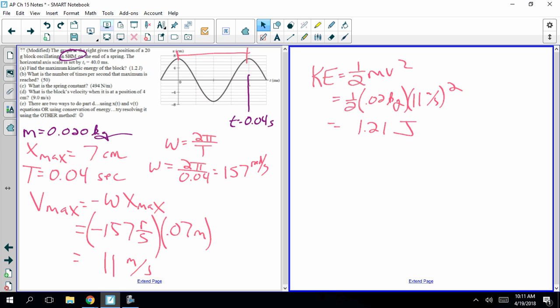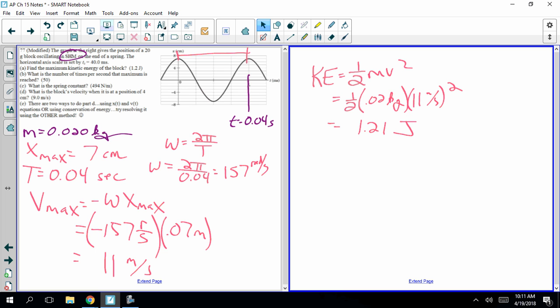Okay? So x max is easy to find. We found omega. How do I find k? This is the big piece that people struggle with in this section. What is k? It's m omega squared, right? Is it negative or positive? It's positive. You're right, my bad, because it's negative kx squared. All right, follow? If you do that, it gives you the same answer.